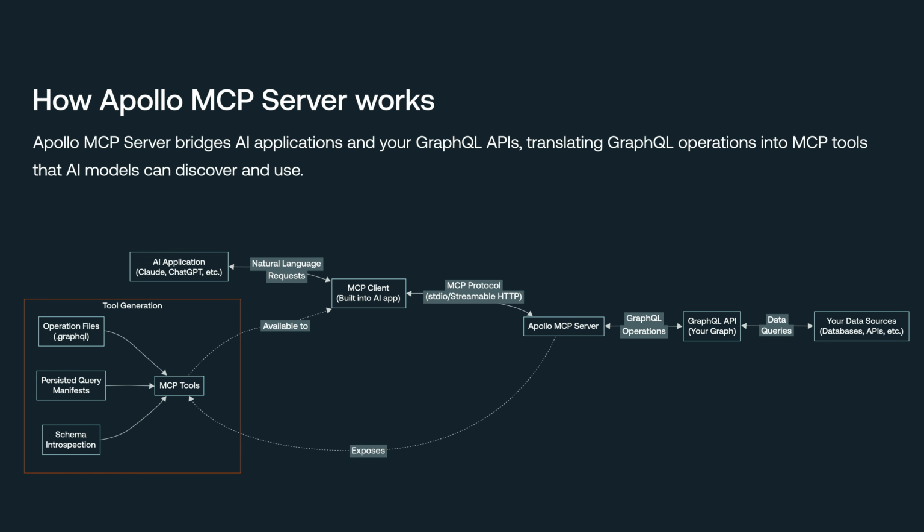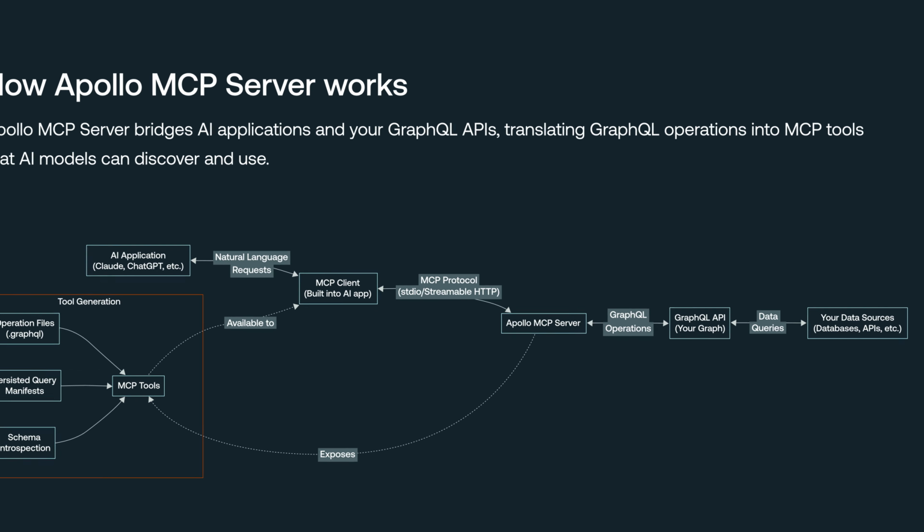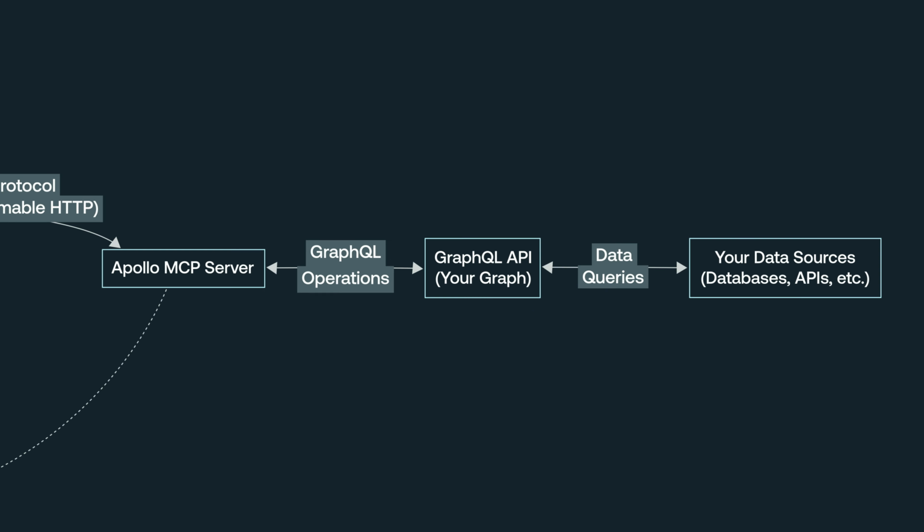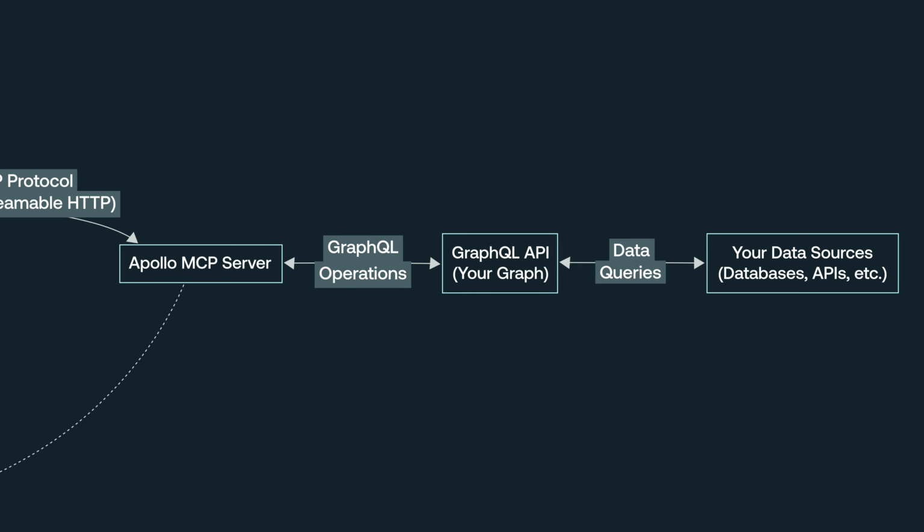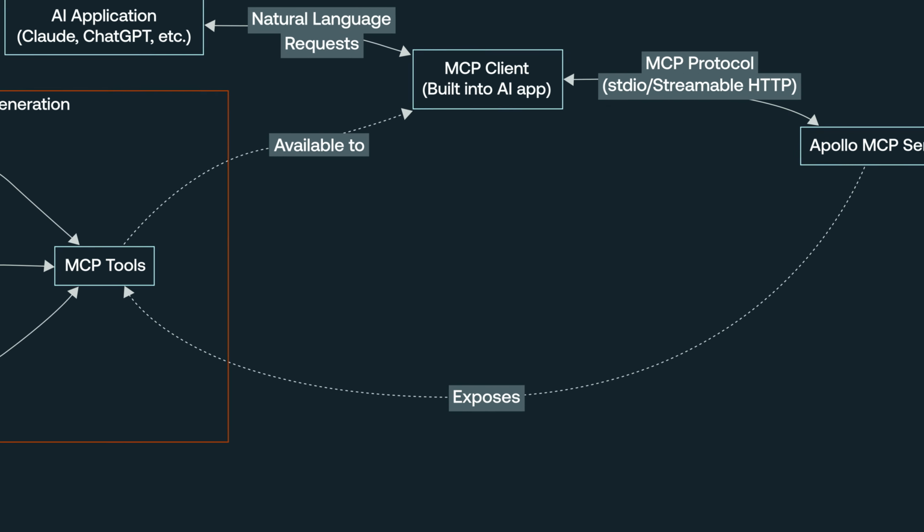And before I get too far, I wanted to just show a quick diagram of how and why this works. We have this GraphQL server that has some data that I'm able to get from it. And if you look here, we have Apollo MCP server here. What it's able to do is to interact via GraphQL operations with your GraphQL API, which of course queries from data sources.